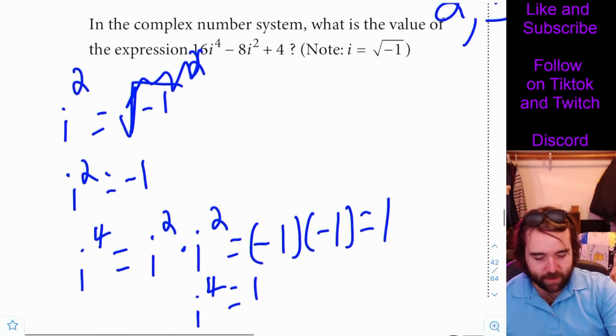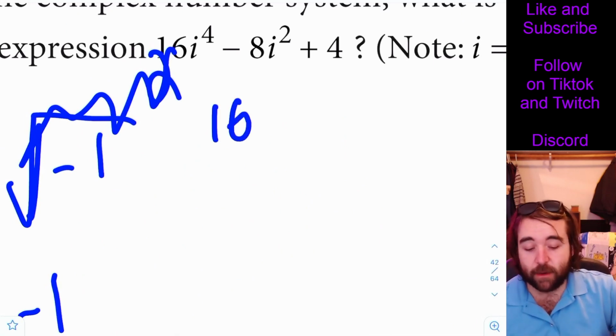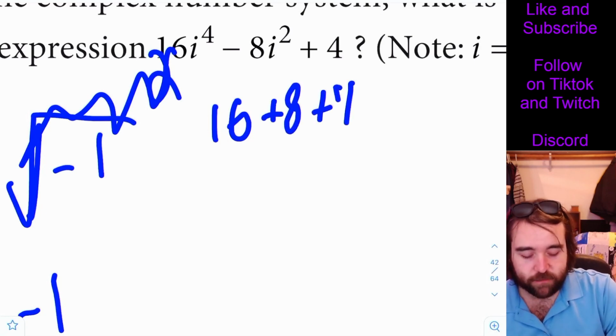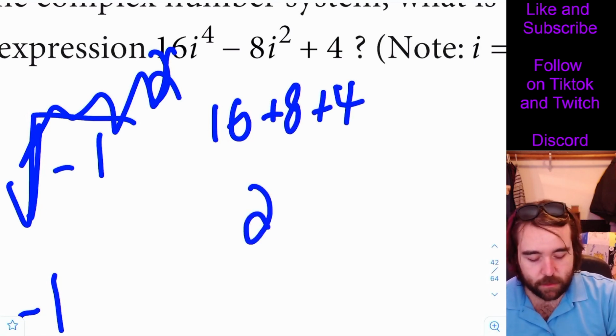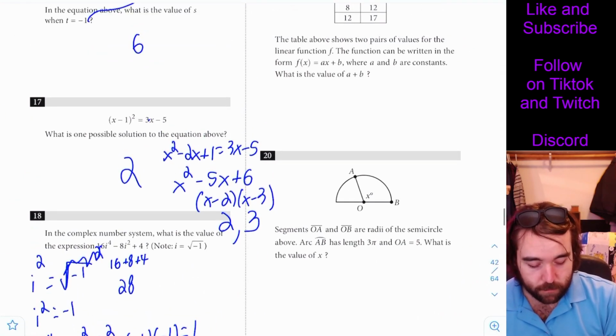So then what do we actually have here? We have 16 times positive 1. We have negative 8 times negative 1 plus 4. So what is that? 12 plus 16? 28. Very good.